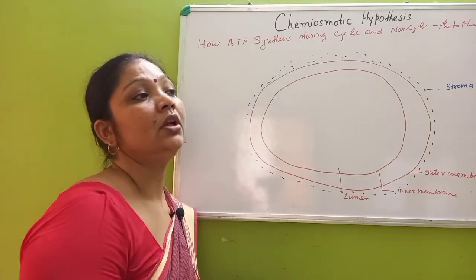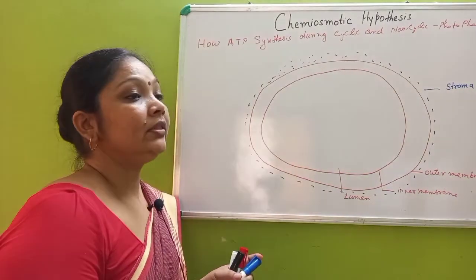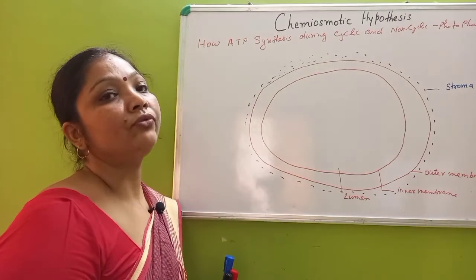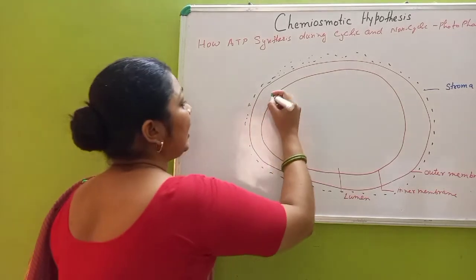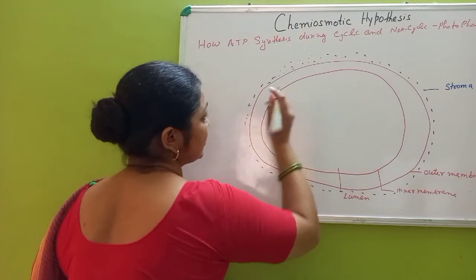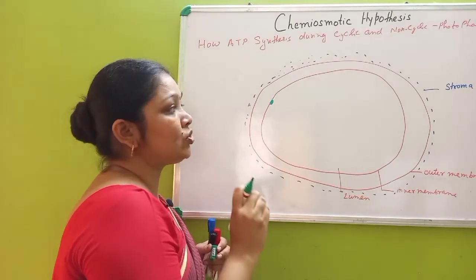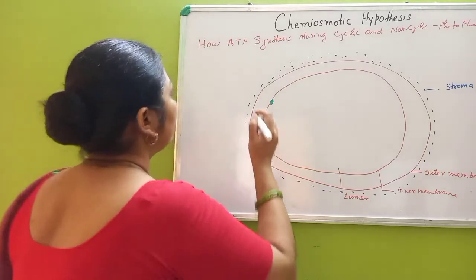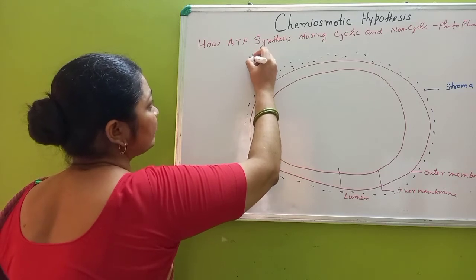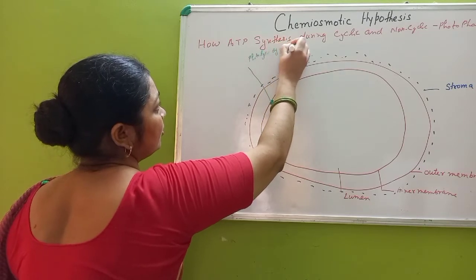Now when we talked about the cyclic, non-cyclic photophosphorylation, there I told you that the site of photolysis of water lies in the inner membrane. Suppose this is the inner membrane where the complex of photolysis of water is present. So this is the complex for photolysis of water.